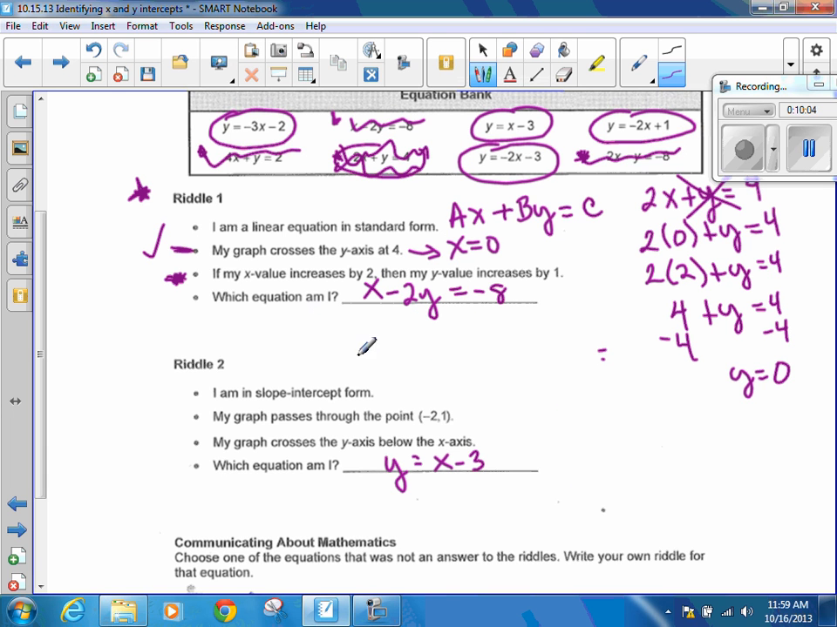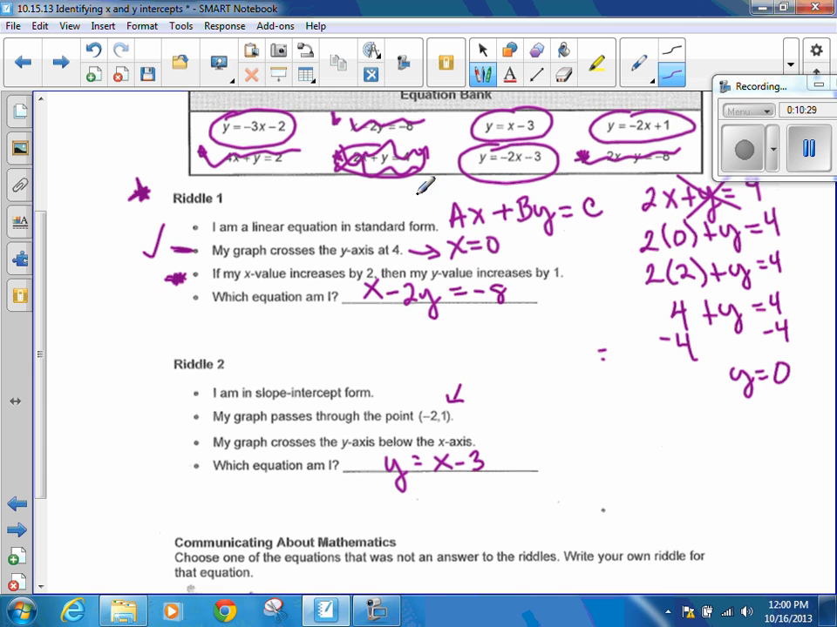I'm in slope-intercept form. My graph passes through the point -2, 1, and my graph crosses the y-axis below the x-axis. I kind of just want to focus on this here in a minute. But first, let's figure out, is my graph crossing the y-axis below the x-axis? What does that mean? What our intercept has to be what? The y is negative. The y-intercept has to be negative, so I'm going to look up here and figure out which one of these can I eliminate.